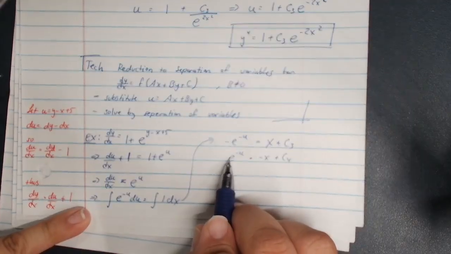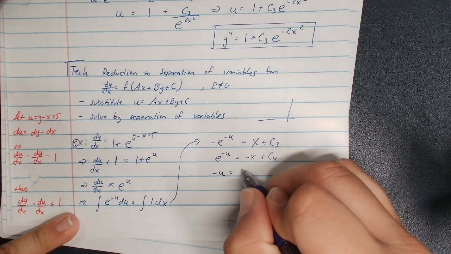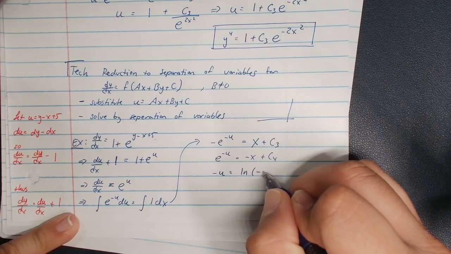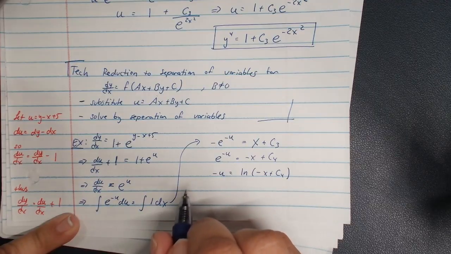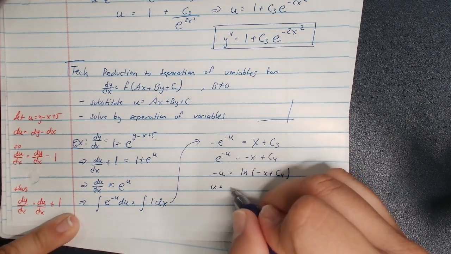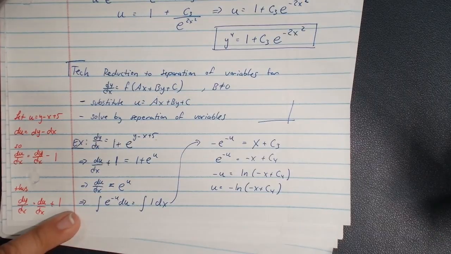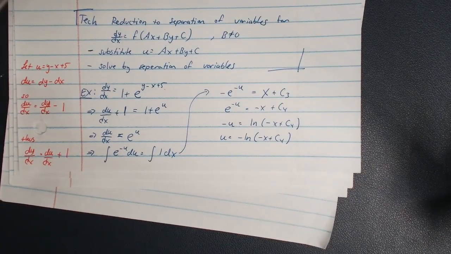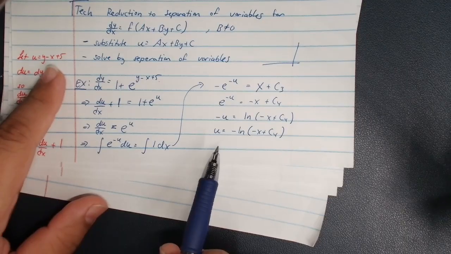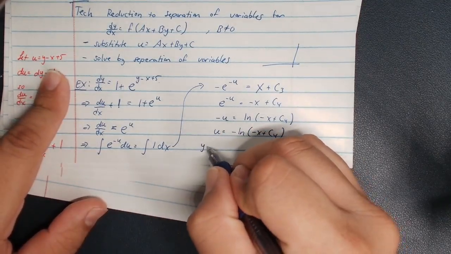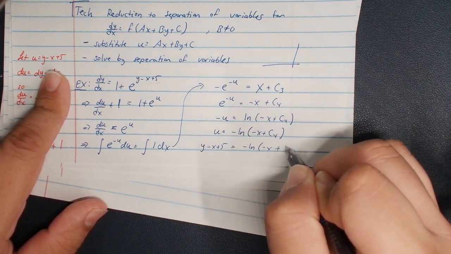So now to get at my u, it's already exponentiated, so I can take the logarithm on both sides. That's -u = ln(-x + c4). And then I can multiply both sides by -1. So this will give me u = -ln(-x + c4). But keep in mind that u is not actually a variable that you cared about. u was this substitution. So now let's back substitute. This gives me that y - x + 5 = -ln(-x + c4).